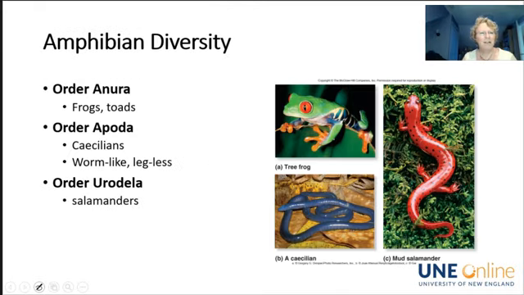For amphibian diversity, there are 3 major orders. There are the Anura, probably what a lot of us think of, the frogs and toads. A very small and somewhat obscure group, the Apoda, which include the caecilians. Right here, they kind of look worm-like. They've evolutionarily, secondarily lost their paired appendages. And then my favorite group, the salamanders. I think salamanders are cool.